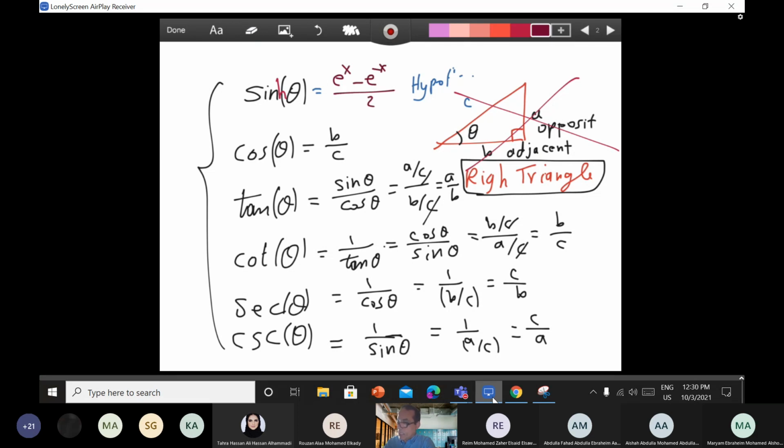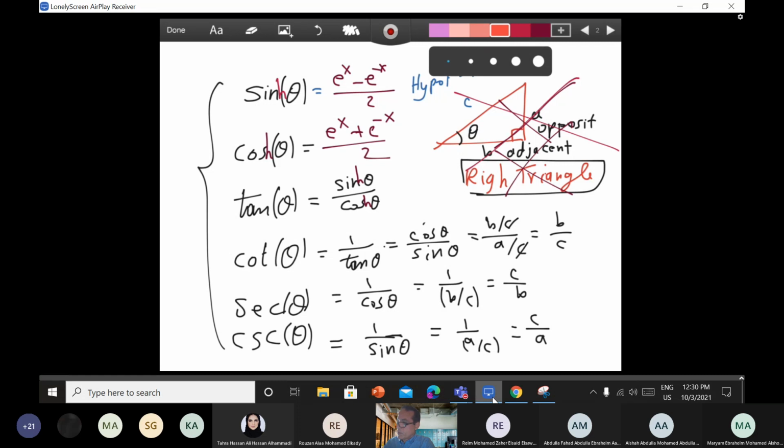If I would like to add h over here, no need for the right triangle. And this one will be what? E to the x plus e to the minus x over 2. Yes, you can go straight forward and add h, no problem, right? And this one is not here. Okay, you can add h. You have everything similar to this one.